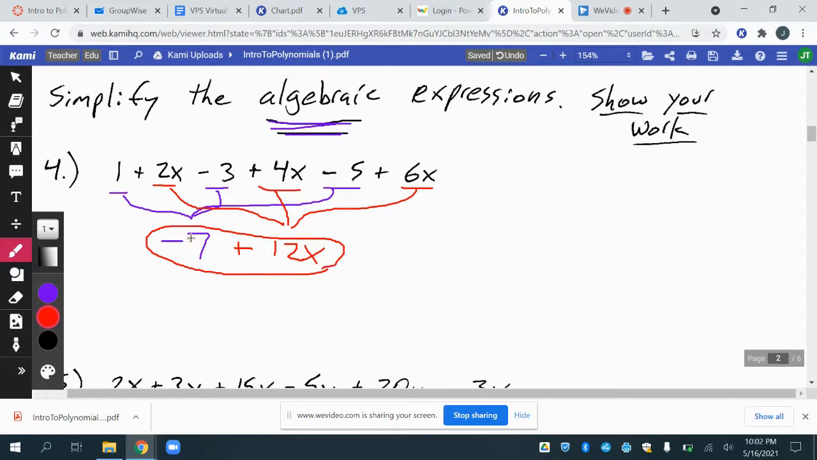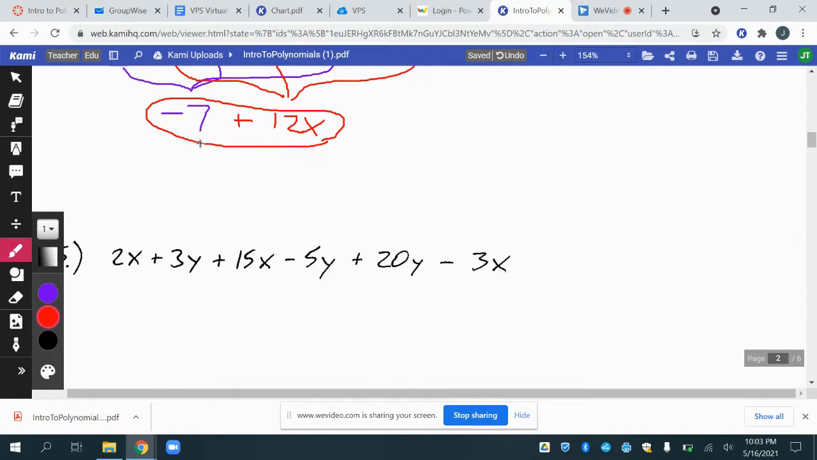This is what we would call a binomial. We started with 1, 2, 3, 4, 5, 6 parts. We don't have a term, we don't have names for anything above a trinomial. We just call them all polynomials after that. But when you only have 2 terms, it's very common to just call that a binomial because it has 2 terms. One term is -7, the other is 12x.